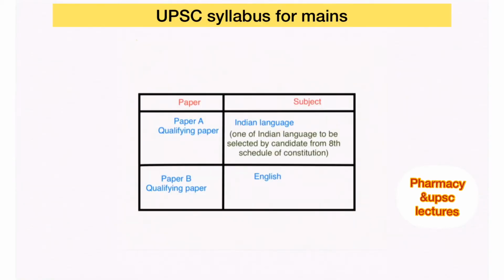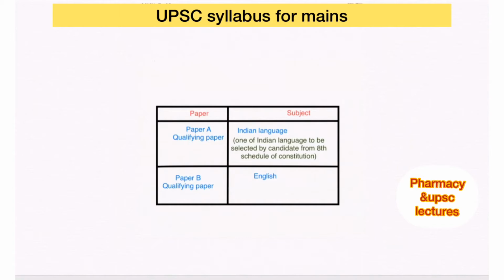Next, when it comes to the subjects, paper A is a qualifying paper, that is Indian language. You can choose any language from the 8th schedule of our constitution. Next, paper B. It is also a qualifying paper, that is English paper. These are qualifying papers, that means some minimum or basic knowledge is enough. But you have to get 25%, that is 75 marks out of total.